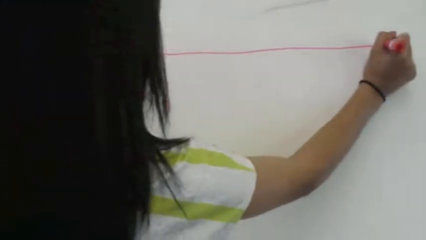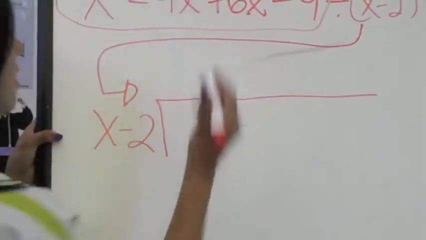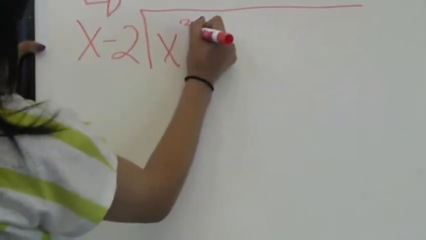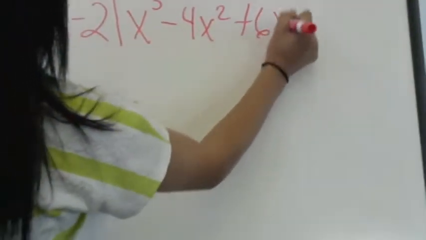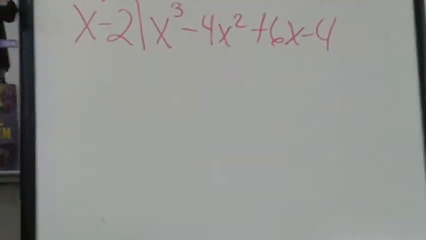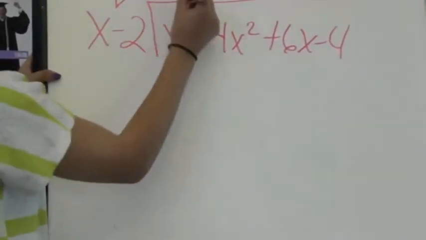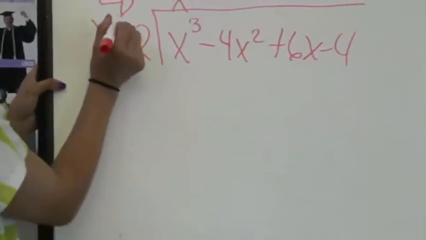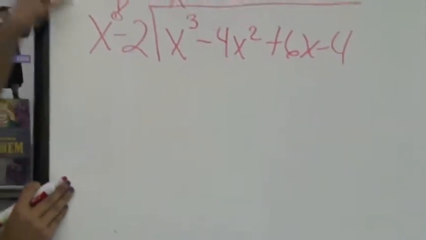The dividend is going to be this long thing up here: x to the third minus 4x squared plus 6x minus 4. You have to multiply the divisor by something to get x to the third. In this case, it would be x squared, because you have an imaginary 1 right here. Check it.